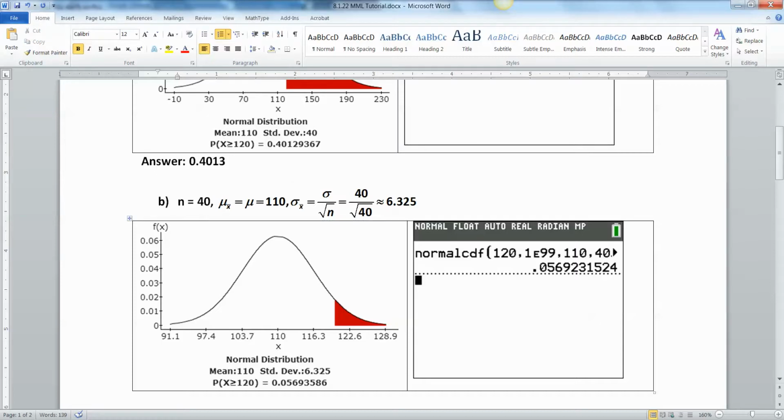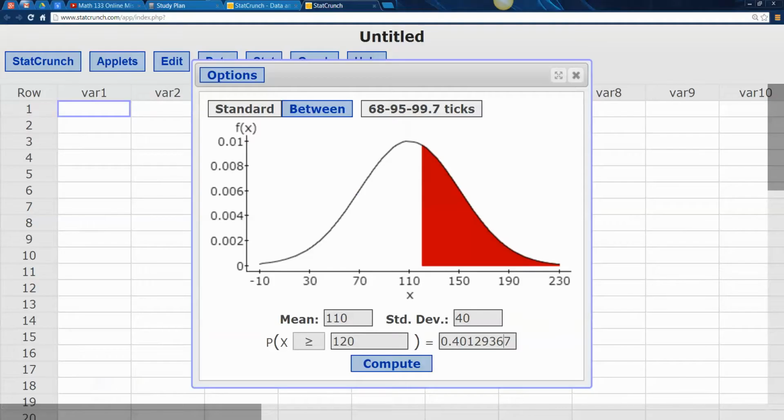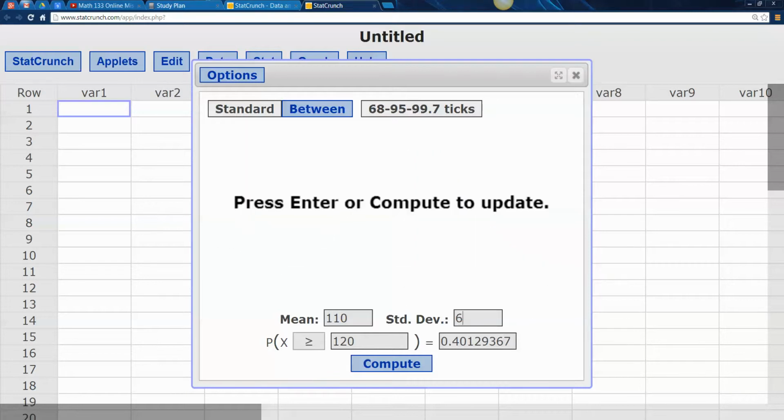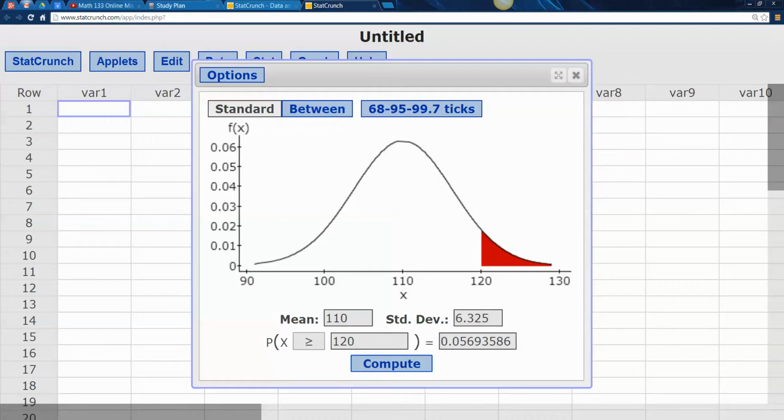So when I go to StatCrunch, it's going to be the same thing I did already, but instead of 40, I'm going to tell it 6.325 and click compute. And there you have it. Okay, so each standard deviation is now worth about 6.3 as opposed to 40, right? So 2 standard deviations away, 2 standard errors away is 122.6. So it's much, much further than it was before.